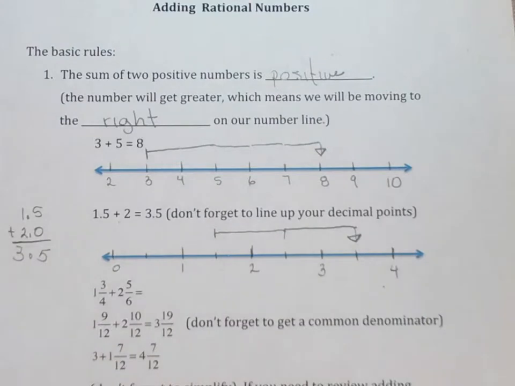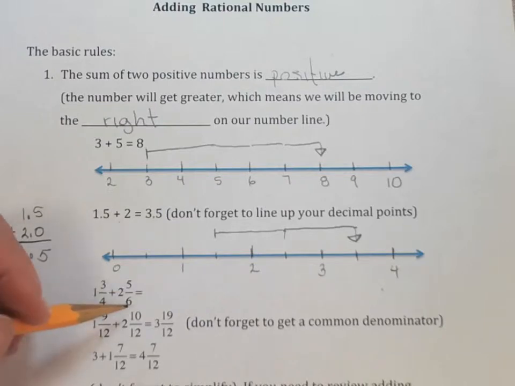Now when we do our fractions, we have to remember to get a common denominator. So make sure you do that before you do anything else. So 4 and 6 have a common multiple of 12. We can multiply 4 times 3 and get 12. So if we multiply 4 times 3, you've got to multiply the numerator also by 3, which gives us 9 twelfths. 6 times 2 is 12. Multiply 5 times 2, you get 10 twelfths.